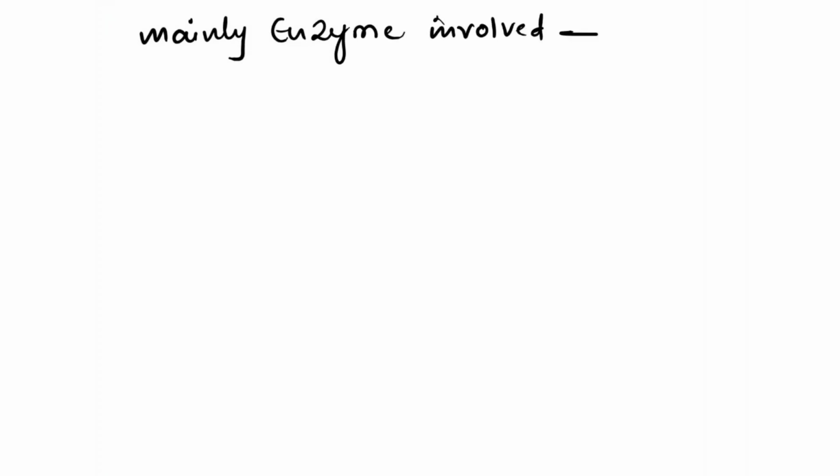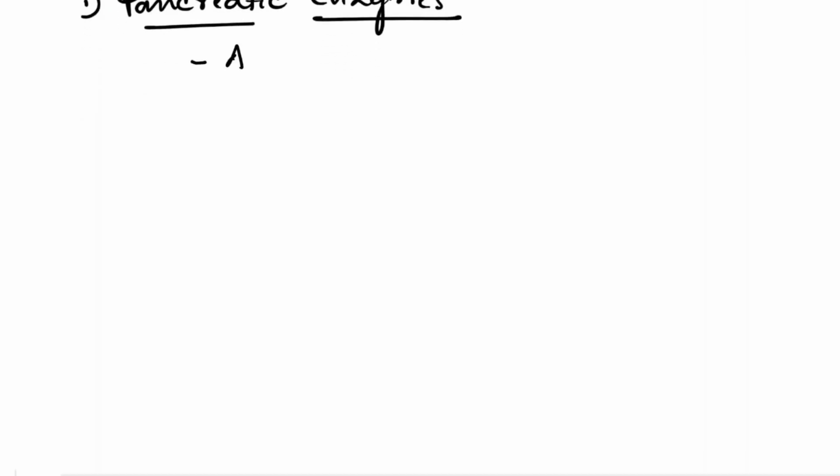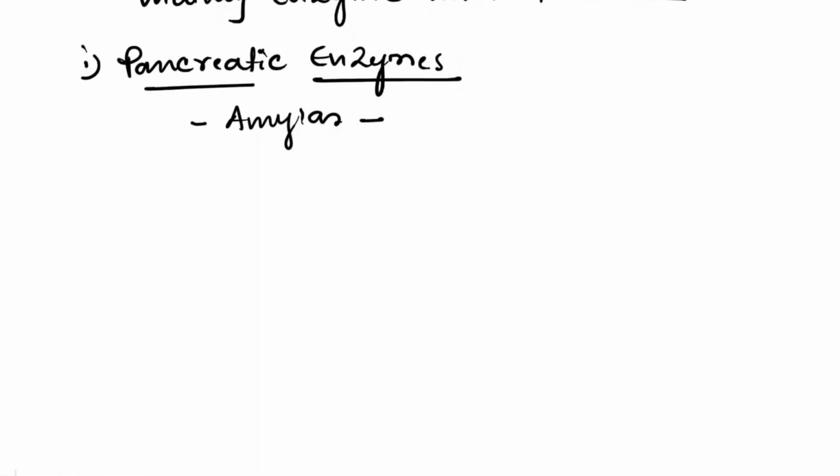Digestion in small intestine, mainly in digestion enzymes are involved. So what are the enzymes? First point, pancreatic enzymes. Pancreatic enzymes means those enzymes secreted from the pancreas only. So in that, what will be there? Amylase, which does the digestion of carbs. It helps the digestion of carbs.